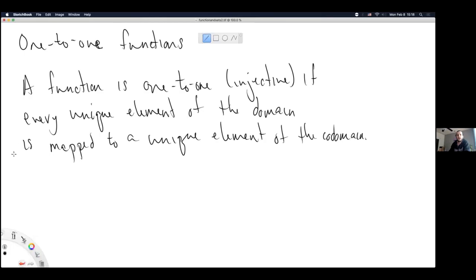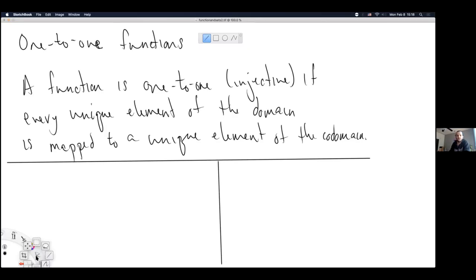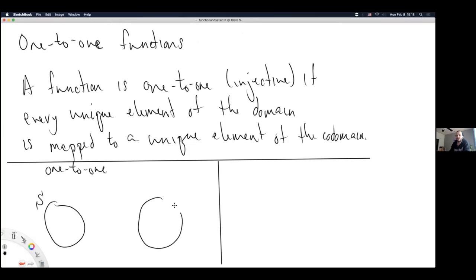Okay, so let's try some quick pictures that are very informal, but should give us a way to think about this. So let's put in this first box a picture that'll help us think about one-to-one functions. Now I'm just going to keep with the sets S and T for the domain and the codomain. This is a reasonable picture of one-to-one because every unique element in S gets mapped to exactly one unique element in T.